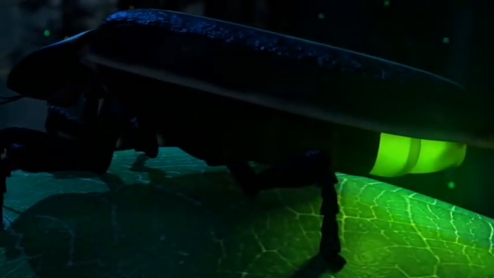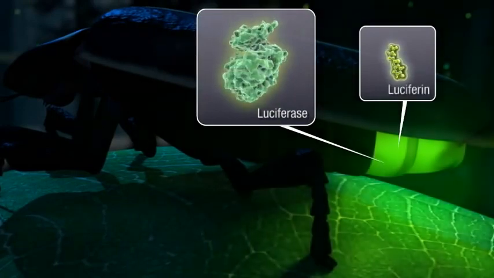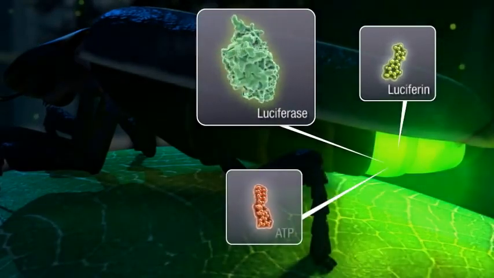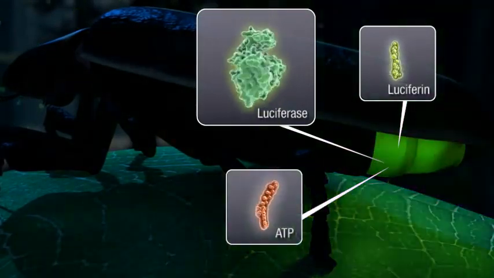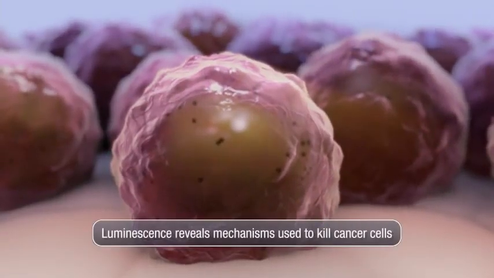Scientists take advantage of a natural biochemical reaction used by fireflies that utilizes the luciferase protein, luciferin, and the cellular energy source ATP to investigate a lead compound's cell-killing effectiveness and the biochemical signaling mechanisms it uses to kill the cancer cells.